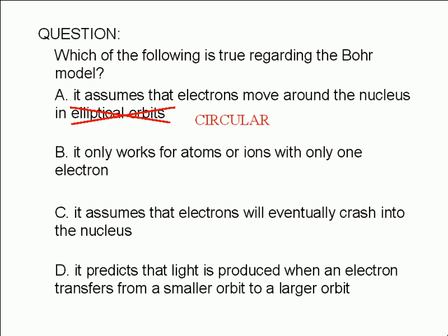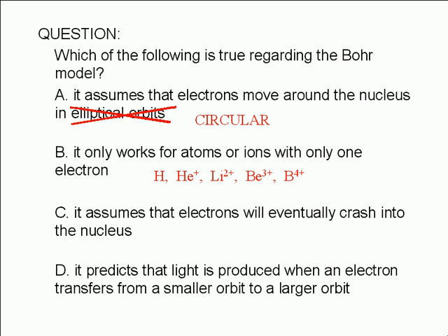Choice B is correct. Bohr's model only works for the hydrogen atom or ions with one electron, such as helium with a positive 1 charge, lithium with a positive 2 charge, beryllium with a positive 3 charge, and boron with a positive 4 charge. It doesn't work for atoms with more than one electron, like helium. However, it will work for the helium ion, since helium with +1 charge only has one electron. This is the reason why Bohr's model eventually had to be discarded.